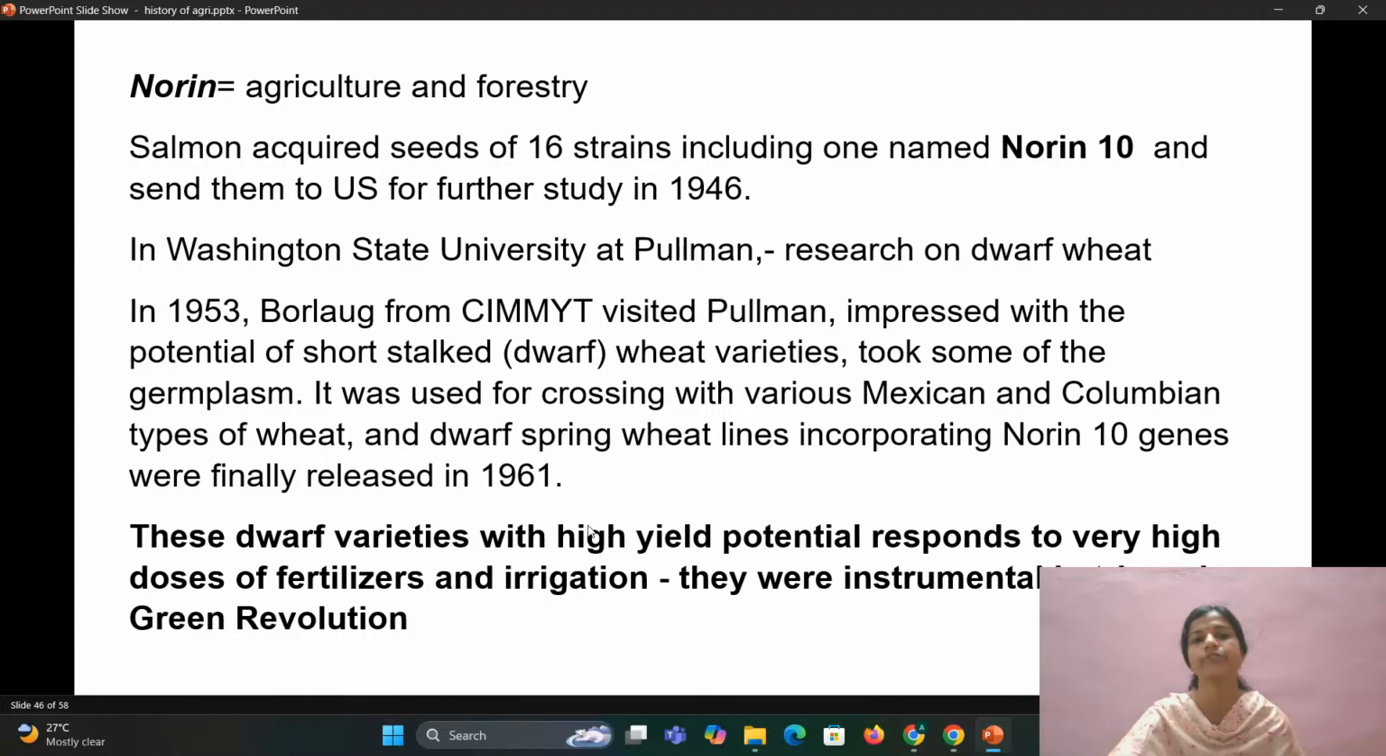So these dwarf varieties with a high yield potential respond well to high doses of fertilizers and irrigation, and such dwarf varieties were instrumental in triggering Green Revolution. So the main variety that was behind this revolution was the particular strain that is known as Norin 10.